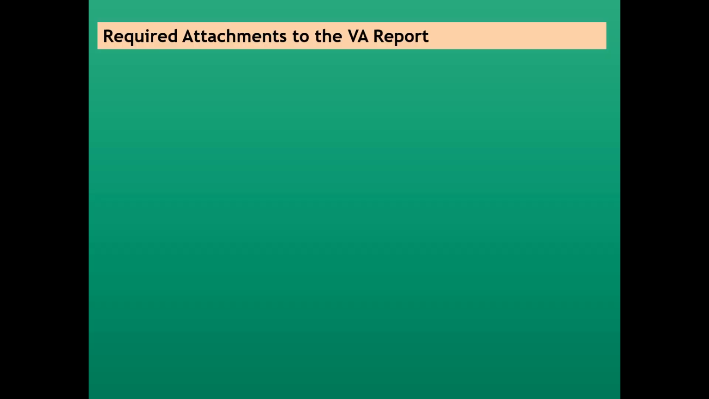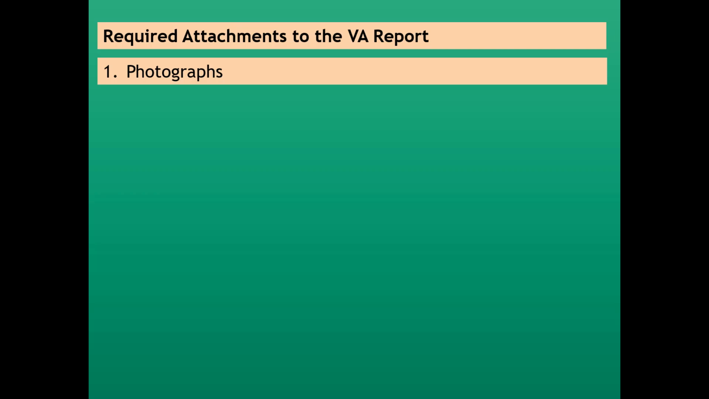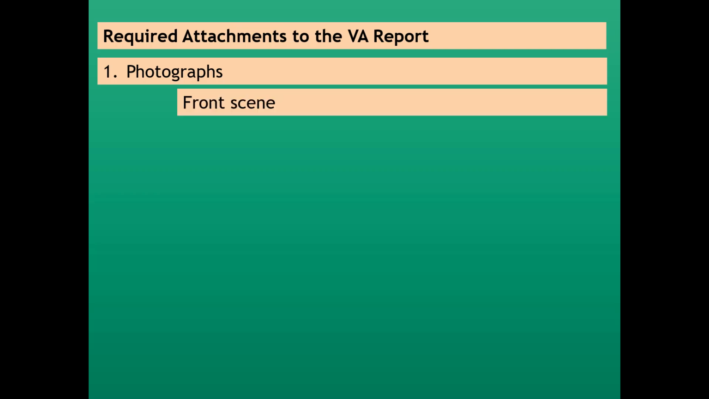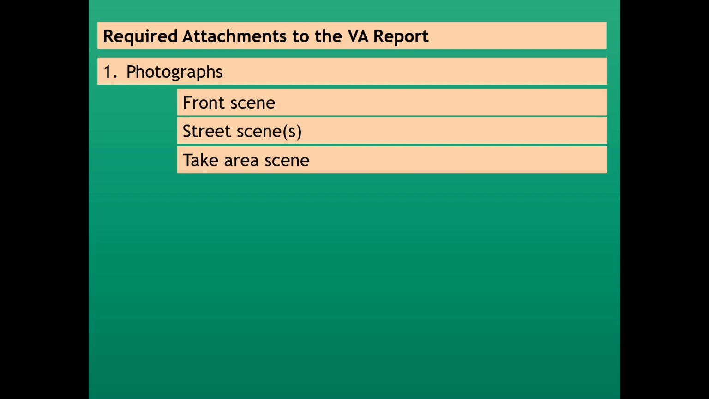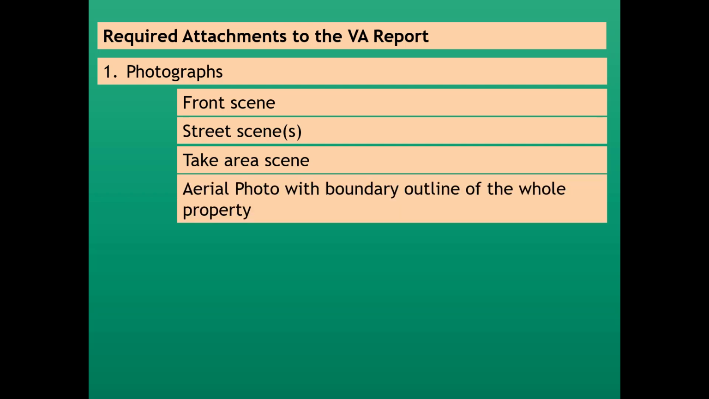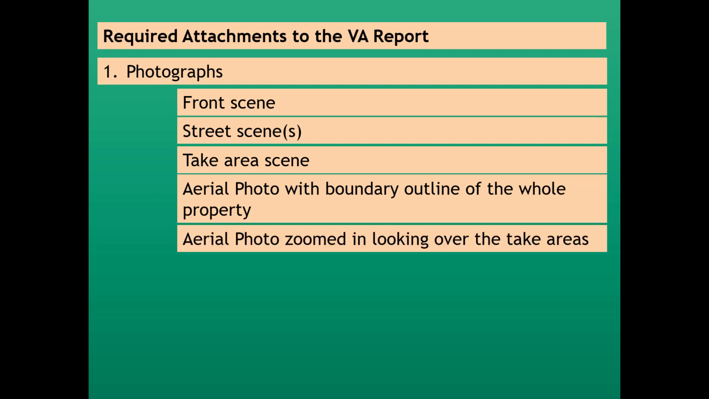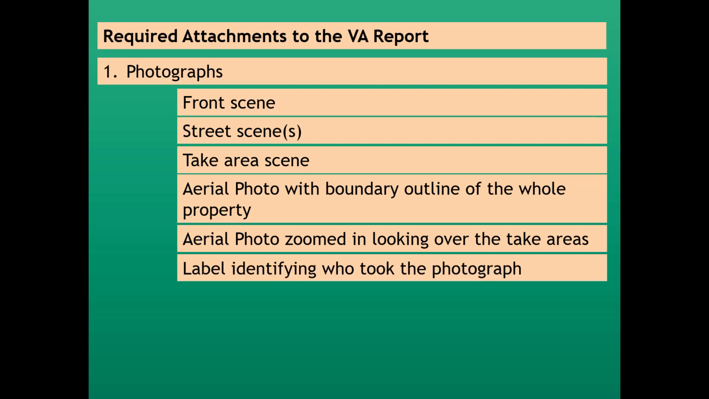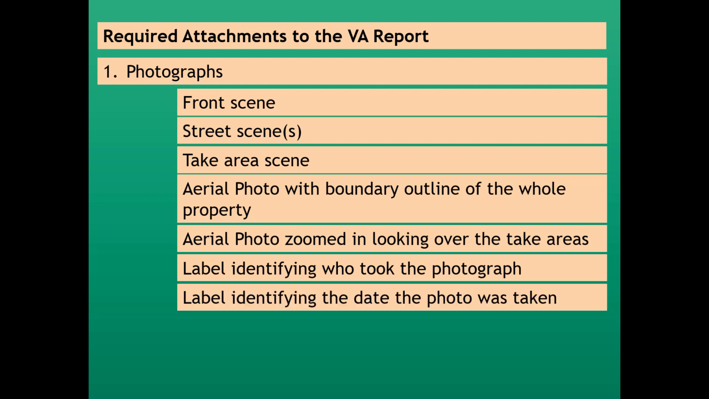And the required attachments include 1, photographs, which need a front scene, a street scene, a take area scene, an aerial photo with boundary lines that outline the whole property, an aerial photo zoomed in looking over the take areas, a label identifying who took the photograph, and a label identifying the date the photograph was taken.